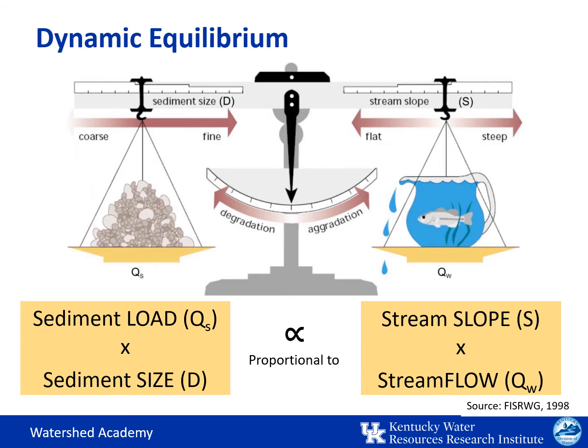However, when one of the factors changes rapidly, the stream will begin to degrade or aggrade to a new equilibrium. For example, if a stream discharge increases, more water is coming into the stream, the scales will tip towards degradation. That is, begin to dig down and erode the stream.